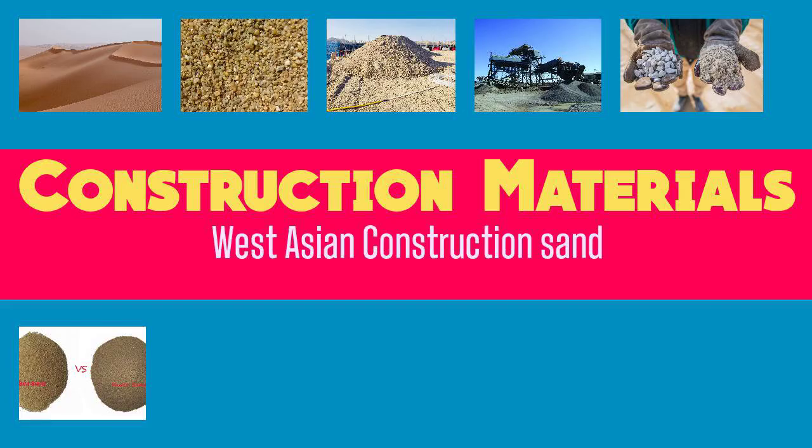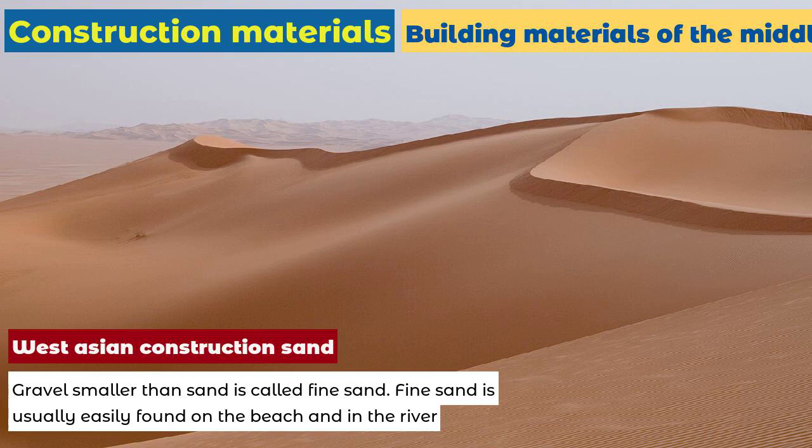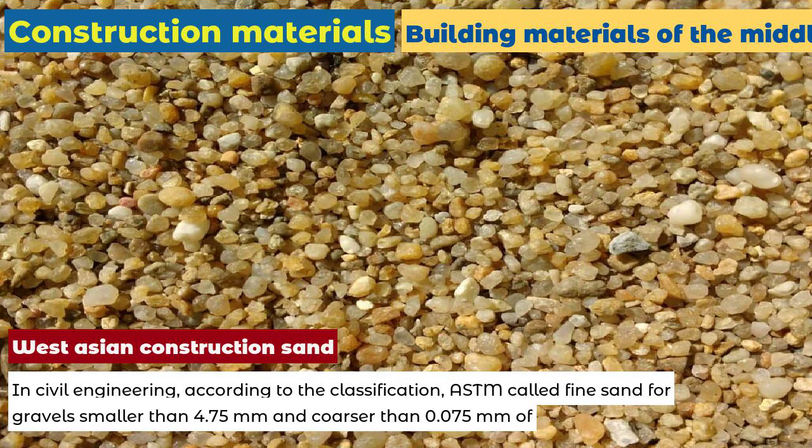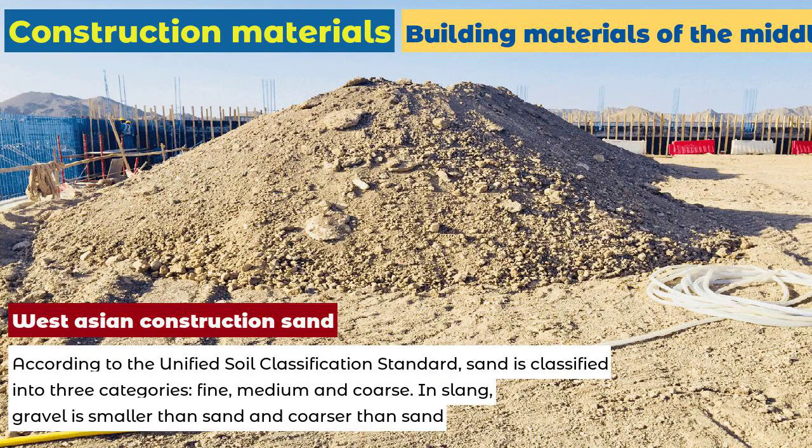West Asian construction sand. Gravel smaller than sand is called fine sand. Fine sand is usually easily found on the beach and in the river. In civil engineering, according to the classification, ASTM called fine sand for gravels smaller than 4.75 mm and coarser than 0.075 mm. According to the Unified Soil Classification Standard, sand is classified into 3 categories: fine, medium, and coarse.